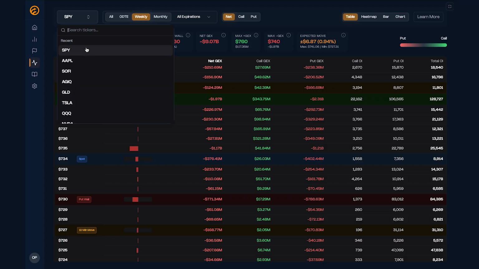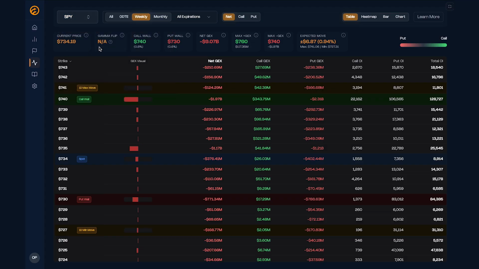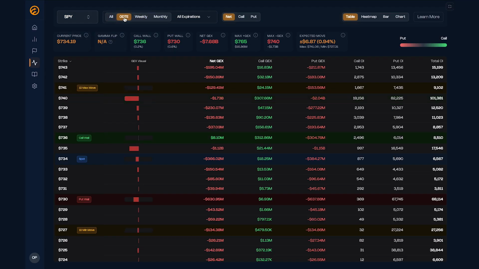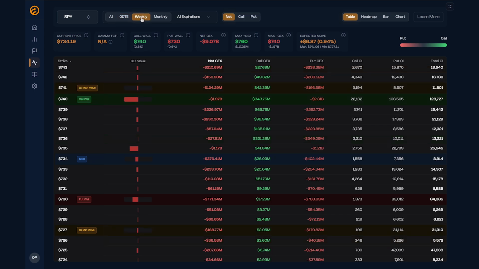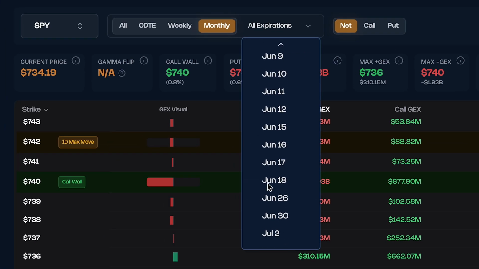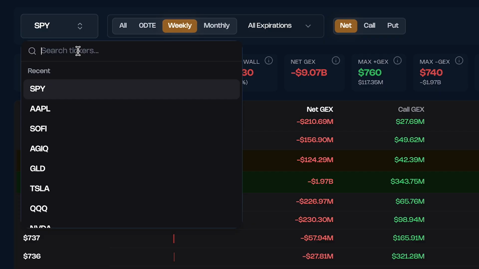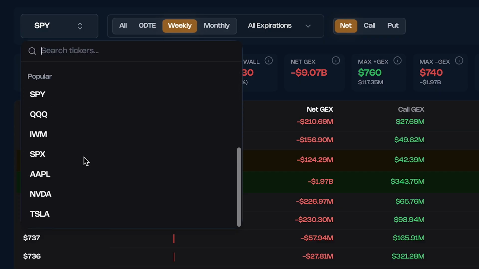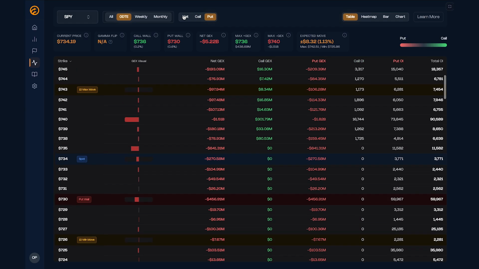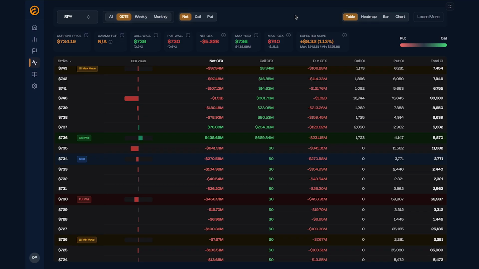One of the most powerful aspects of the GX dashboard is the ability to analyze any ticker and any expiration date. Let's start by customizing the data we're looking at. The GX dashboard allows you to search any ticker and select the specific expiration date you want to analyze. Whether you're focused on SPY, QQQ, individual stocks, or longer-term positioning, you can instantly see how gamma exposure changes across different option expirations. This allows traders to focus on today's expiration, upcoming weekly expirations, monthly contracts, or longer dated positioning depending on their trading time frame.